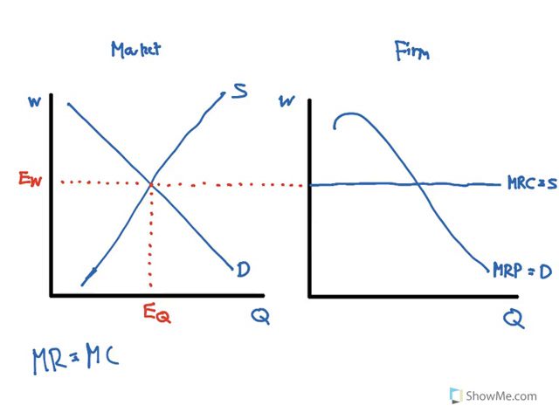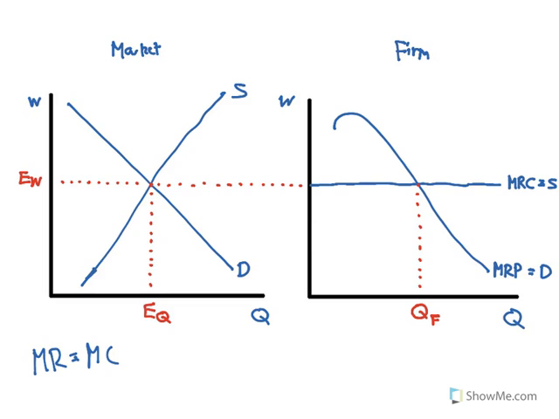So if we switch back to the graph here, we can see that the intersection point is going to be right here. And then as we bring that down, that is going to be the amount of labor the firm is going to hire, and we'll call that QF. And so just like that, we have the side-by-side graphs of the market, the labor market, and the firm.